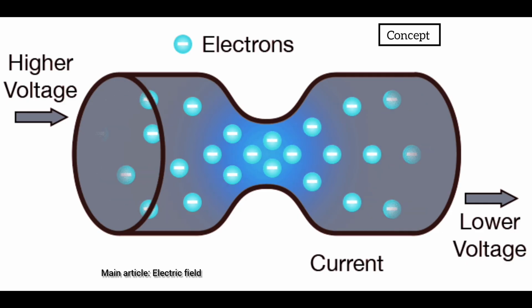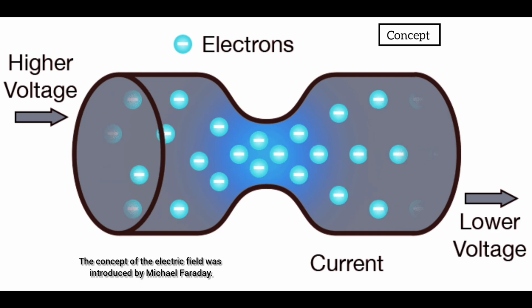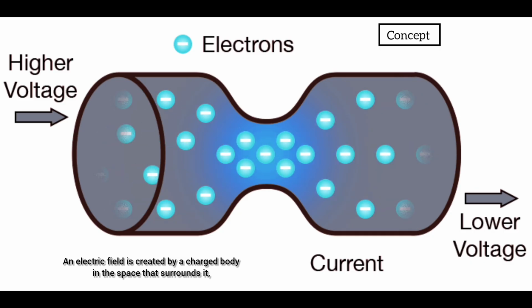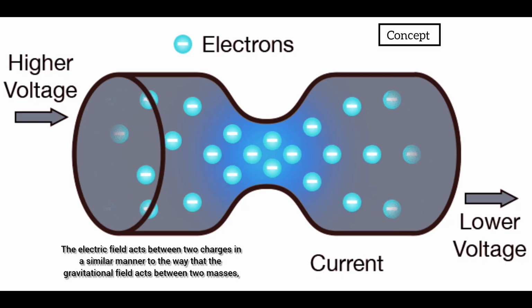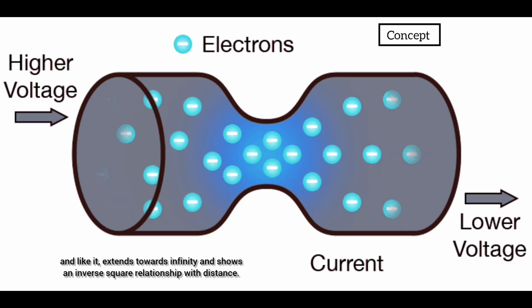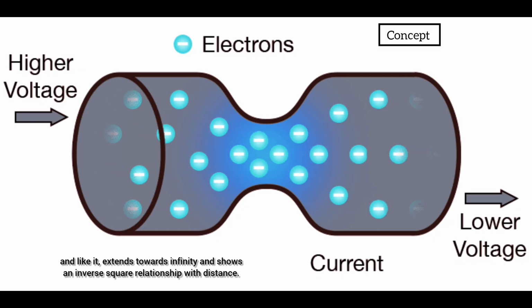Electric field. Main article: Electric field. See also Electrostatics. The concept of the electric field was introduced by Michael Faraday. An electric field is created by a charged body in the space that surrounds it, and results in a force exerted on any other charges placed within the field. The electric field acts between two charges in a similar manner to the way that the gravitational field acts between two masses, and like it extends towards infinity and shows an inverse square relationship with distance.